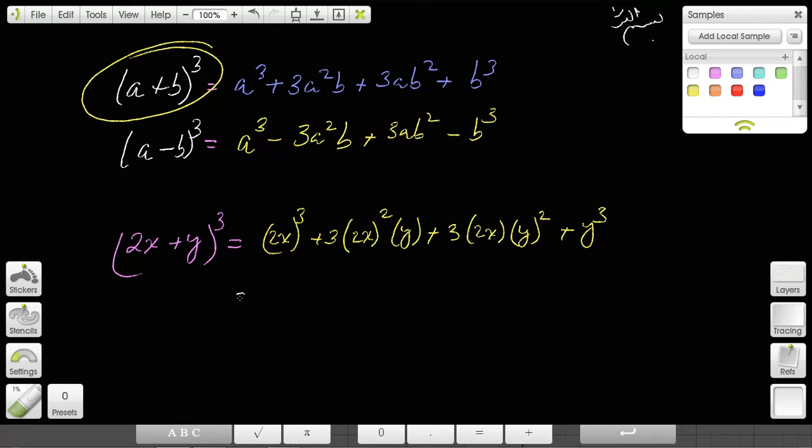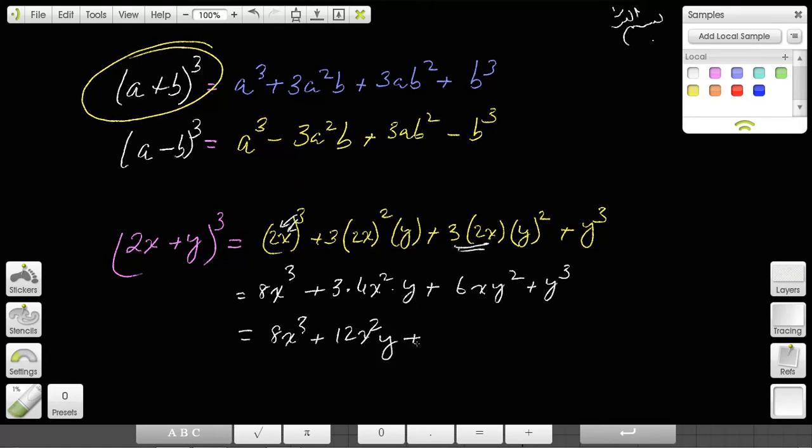And then you simplify this. (2x) cubed is 8x cubed, plus, let's do this, 3 times, distribute the 2, you get 4x squared times y, plus this is 6xy squared plus y cubed. Simplify: 8x cubed plus 12x squared y plus 6xy squared plus y cubed. And that's how you apply these properties. Okay, so if you like, I can do another example.